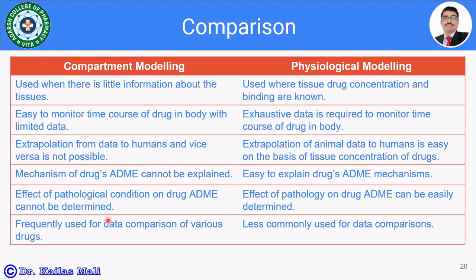In compartmental modeling, the effect of pathological conditions on drug ADME cannot be determined as such. In physiological modeling, the effect of pathology on drug ADME can be easily determined. And the last differentiating point: compartment modeling is frequently used for data comparison of various drugs, and physiological modeling is less commonly used for data comparison. So these are some differentiating points between compartment modeling and physiological modeling.